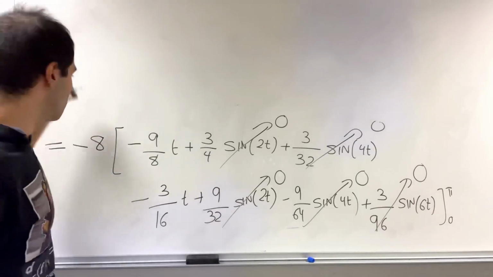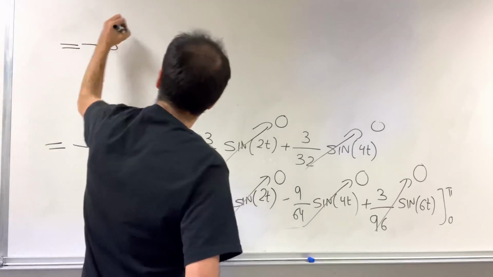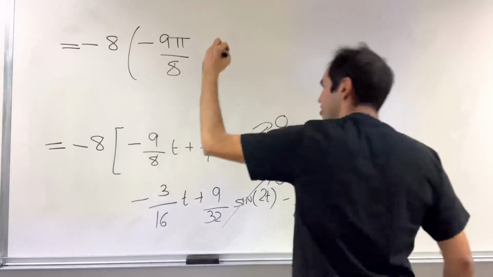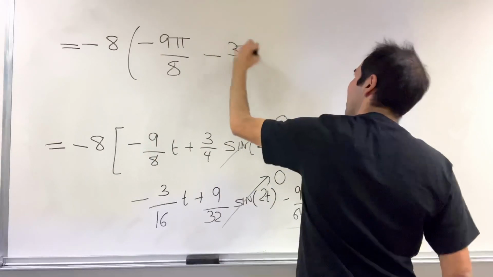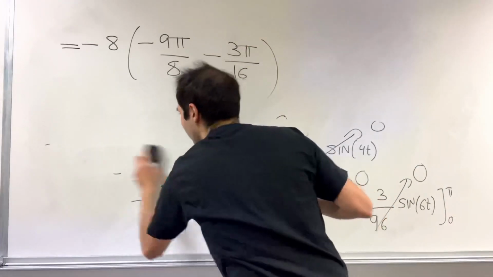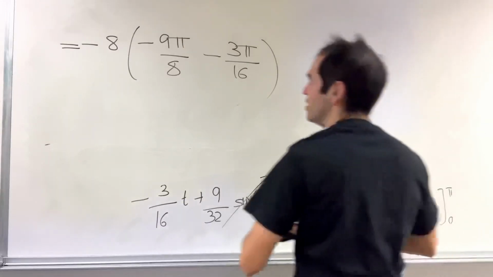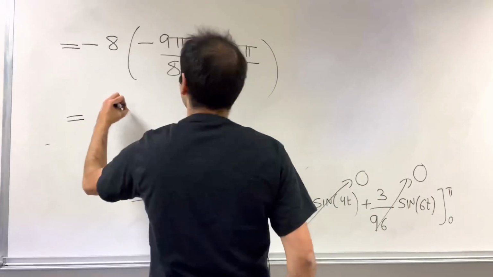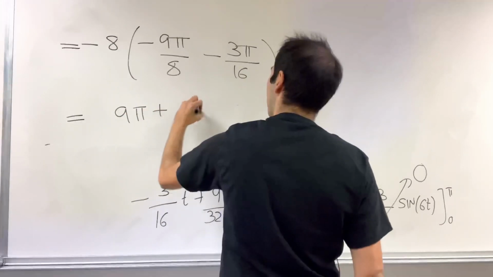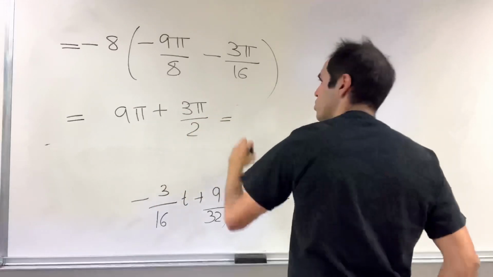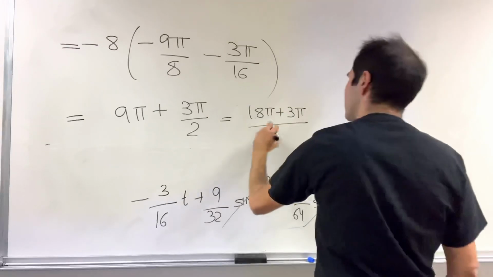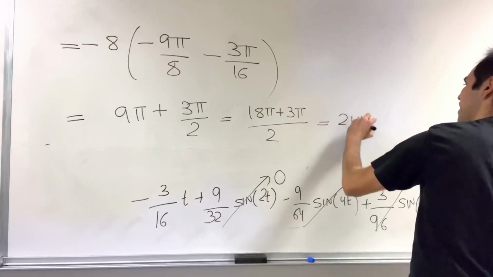And then in the end, what you're left with is minus 8 times minus 9 pi over 8, and then minus 3 pi over 16, which now you can simplify to the following expression. So this becomes 9 pi and then plus 3 pi over 2, which becomes 18 pi over 2 plus 3 pi over 2, and that's 21 pi over 2.